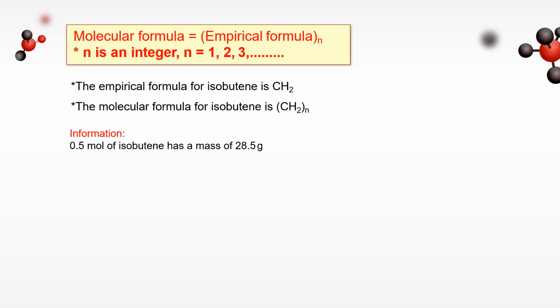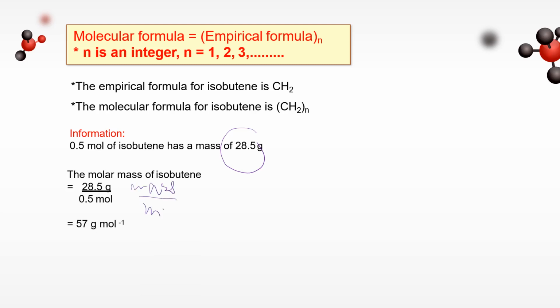This value represents the actual mass of the isobutene based on its molecular formula. So what we need to do is find the molar mass of isobutene: mass over moles. When we divide the mass of the isobutene by the moles given, we will get the molar mass of isobutene equal to 57 gram per mole.